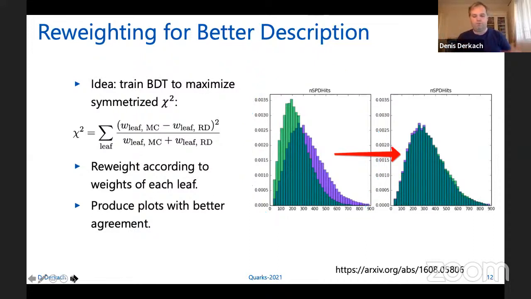Afterwards, you produce plots with better agreement, and then you can try to understand whether the effects you see are actually described by Monte Carlo, or whether this is a pure effect that you see in data. This is one of the approaches, and as I told you, it's used by lots of analyses currently.